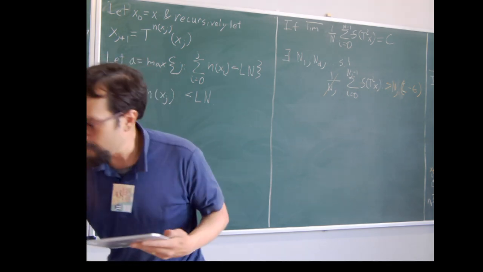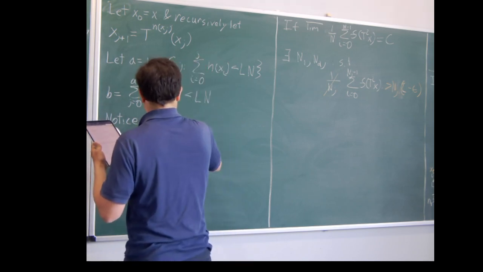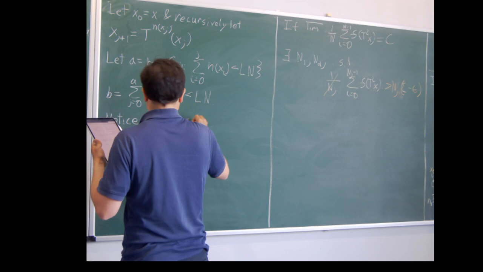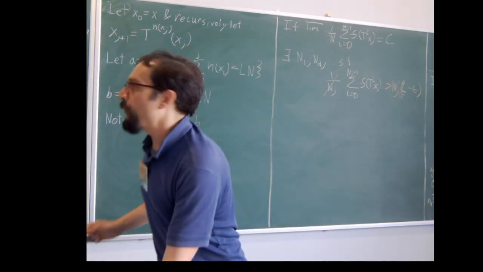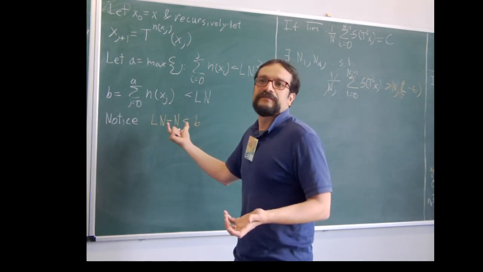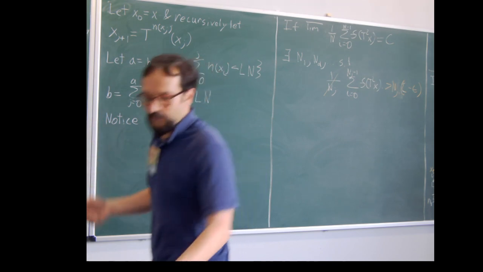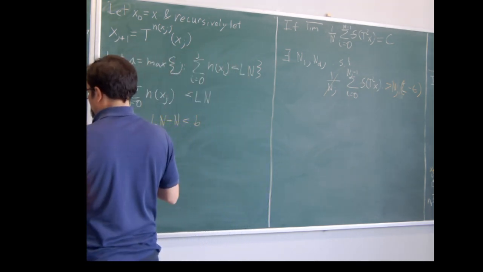And maybe to connect this to the unjustified simplifying assumption, I'll write L sub n minus n is less than B. Okay? Because if it wasn't, you'd be able to add another window because the biggest window is size n. Everybody okay with that? Great. All right, so now I think we're in business.